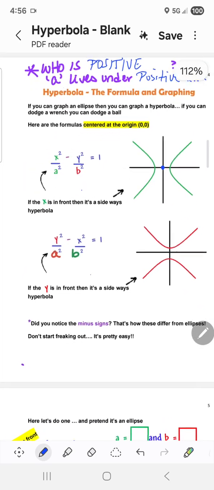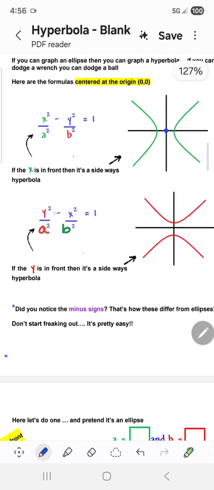What if instead y squared is the positive? Well, if y squared is the positive term, again, A lives under the positive term. If y is the positive term, then the hyperbola will open up and down. The y-axis is a vertical axis. It makes sense that the hyperbola, if y is positive, would open up and down.